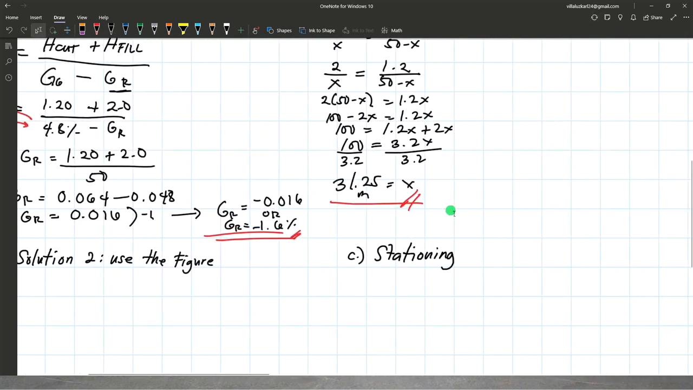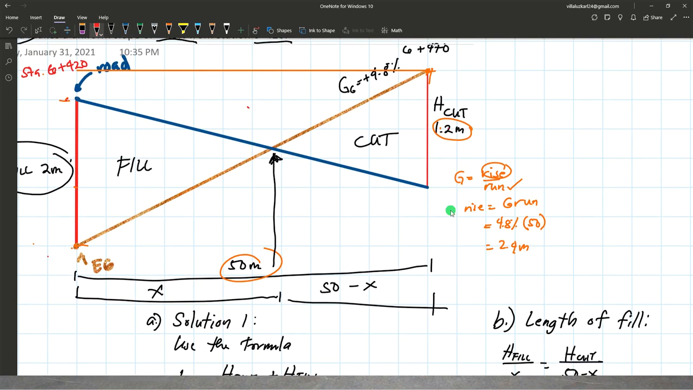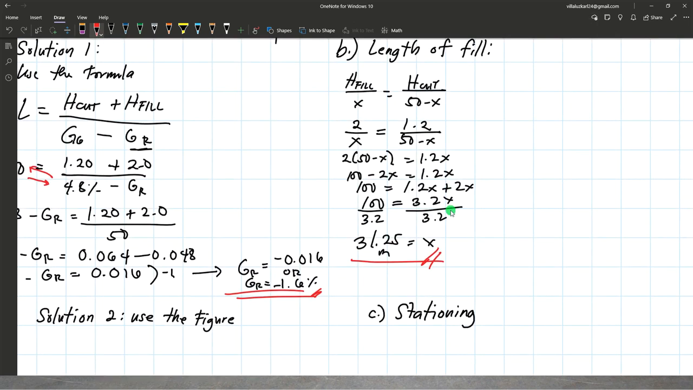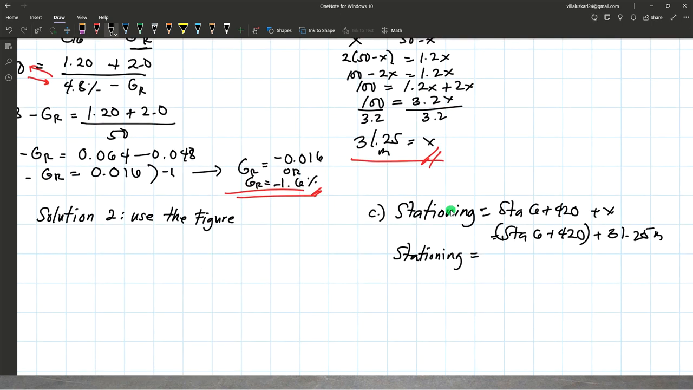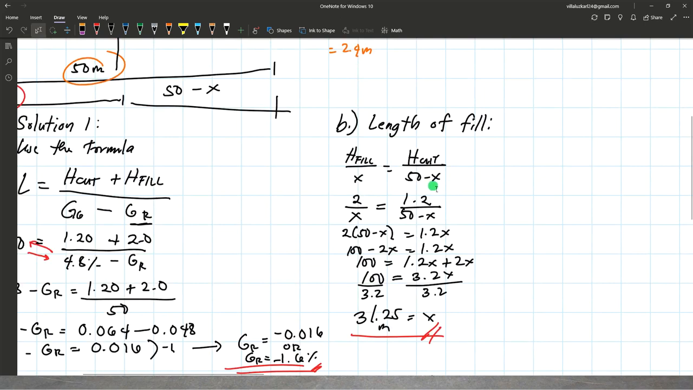For letter C, the required there is the stationing of that point where the field extends. So all we need to do is add station 6 plus 420 and the horizontal x. The stationing therefore is equal to station 6 plus 420 plus x, or station 6 plus 420 plus 31.25 meters. So the stationing where the field extends is at station 6 plus 451.25 meters. That's your final answer. We proceed now to the next step.